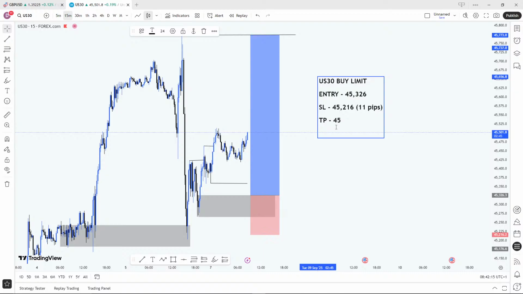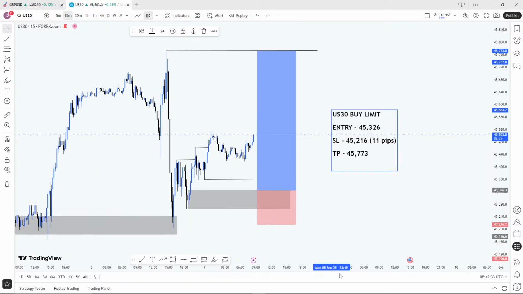Hopefully it comes down and activates our trade before the buy continues. It can decide to just buy and hit our target without retracing. But this is what we are expecting. This is what I'm expecting on this.